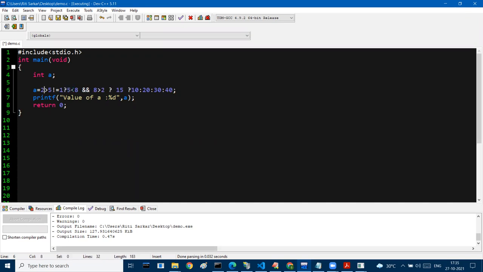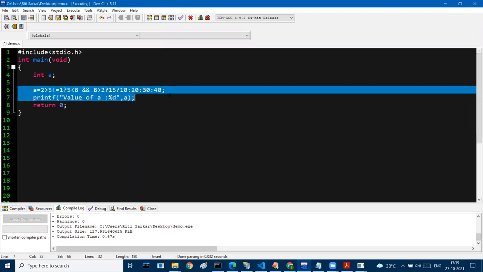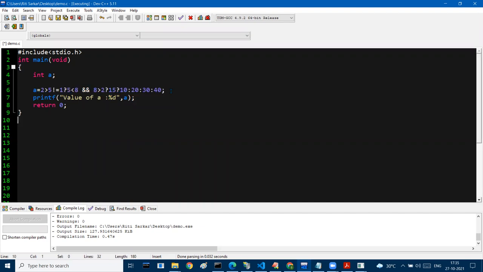Actually, no space is there. For understanding purpose, you can give these spaces. Now evaluate this one and tell me the final answer. For your understanding purpose, let me write it by giving some space. How will the expression be bracketized? If you can bracketize it perfectly, you will be able to give the answer.